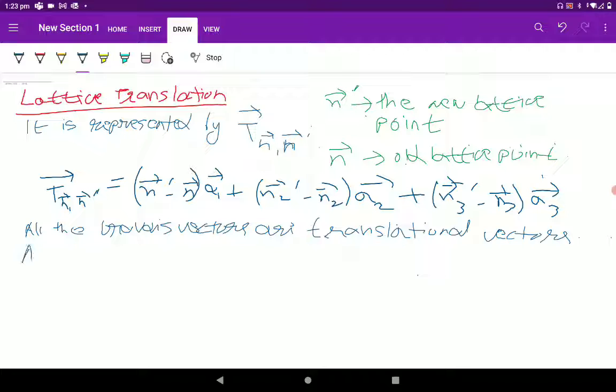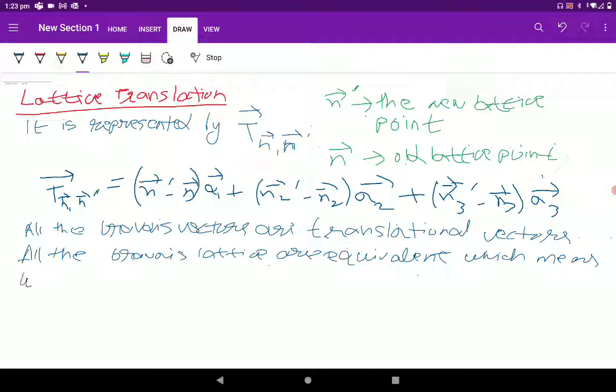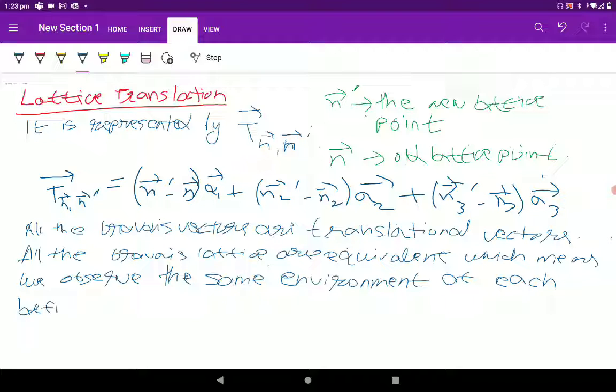All the Bravais lattice points are equivalent, which means we observe the same environment at each lattice point. That is, nearest neighbors are at the same distance.